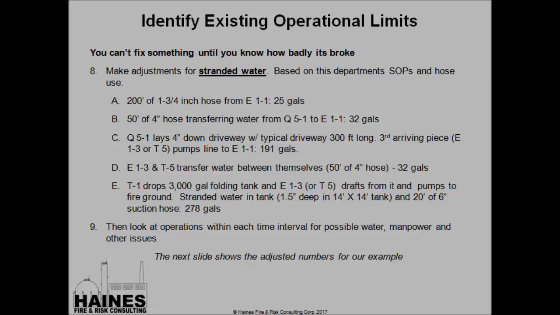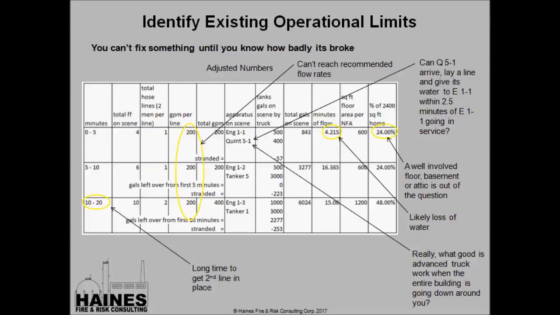You just can't use all the water, but you do want to minimize how much water you are leaving stranded in the hose lines. In this table here, we've made our adjustment for stranded water. We've taken that out of our available water count. Our flow rates and our manpower have remained the same. The biggest thing where you notice a change is in this first 5 minutes of firefighting, that we're now down to just a hair over 4 minutes of water being available.